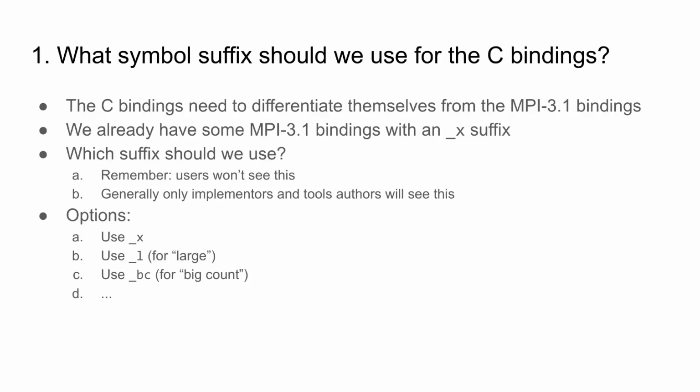Now, the three options that we came up with, and honestly, we could pick any suffix we want, but we just wanted to give you three options here. Number one was to just keep using underscore X. That has the minor downside that it doesn't really distinguish it from what happened in 3.1. The second one is to use underscore L for large. And this is kind of our personal favorite because it's different from MPI 3.1. So you can clearly say, these were the dozen or so functions that were added in MPI 3.1, and these are all the new ones, about 130 or so, that were added in MPI 4. And of course, we could do something else like BC for big count, or anything else.